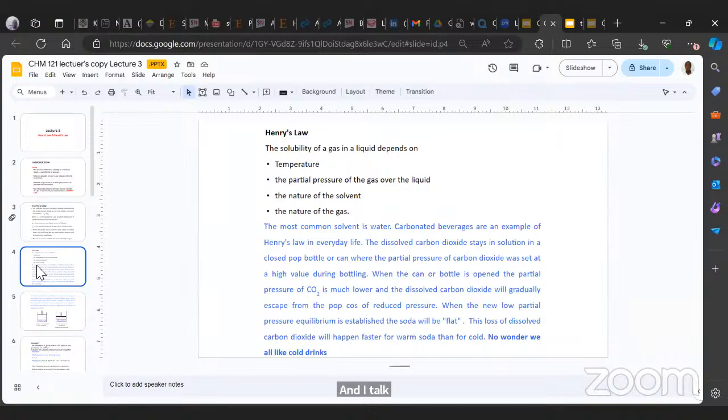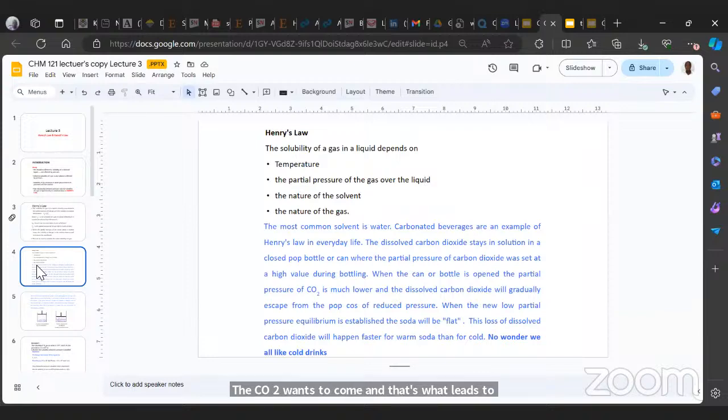So the most common solvent is water, and we know that carbonated drinks, like Coke, Fanta, are real life examples of Henry's law in our everyday life. In those drinks, carbon dioxide is dissolved inside it. A lot of carbon dioxide is packed under pressure. So when you shake it and open it up, the CO2 wants to come out, and that leads to the pouring out of liquid.